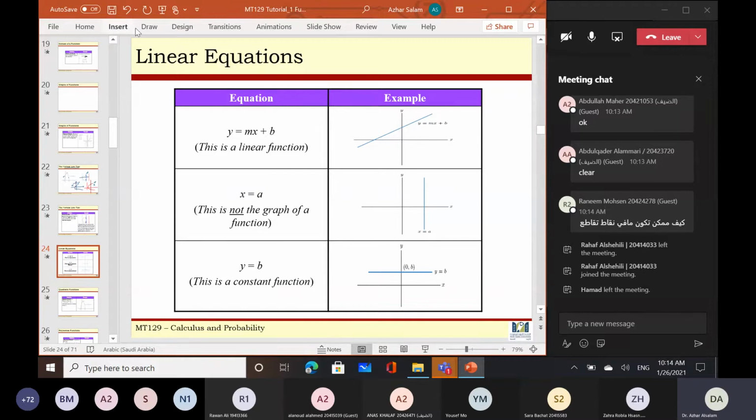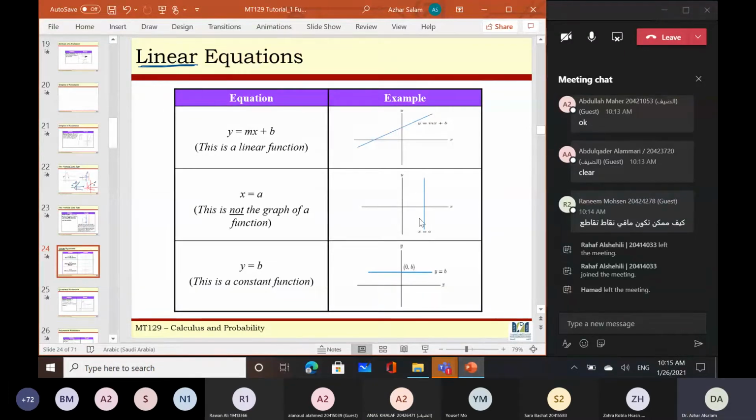Linear, from the name, means a line, right? Linear function means a line function like that. It could be like that, with a slope. It could be vertical and it could be horizontal.